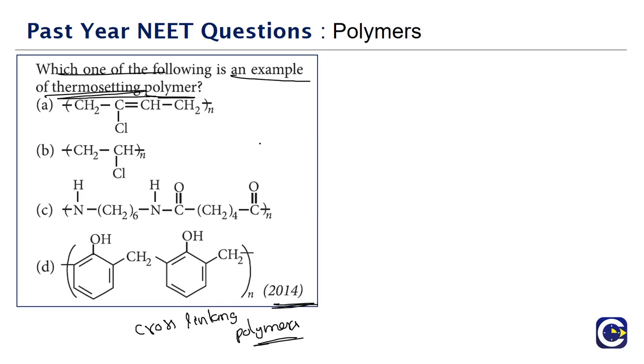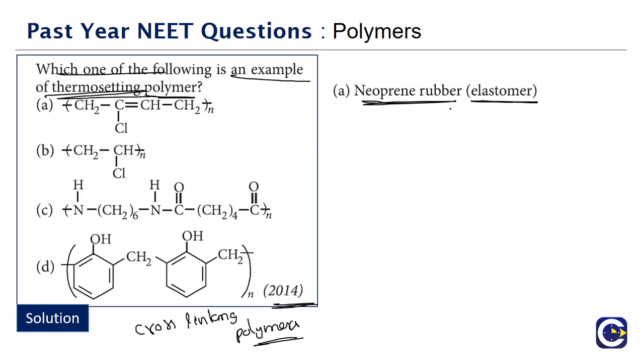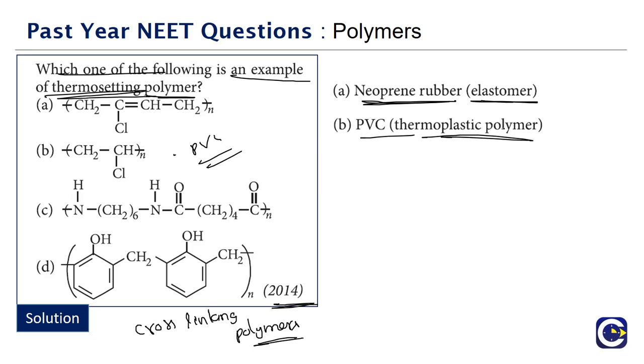The examples given here, option A, option B, option C, option D, they belong to each one category. Like look at option A, what is it? It is neoprene. So neoprene rubber is an elastomer. Typically most of the rubbers are what? They have elastomeric nature. They will get elongated. Option B is what? This is the PVC. So PVC is a thermoplastic polymer. Thermoplastic means when we heat it, it can be molded into whatever shape and form that we want. So PVC, polythene, all these are what? Examples of the thermoplastic polymer.